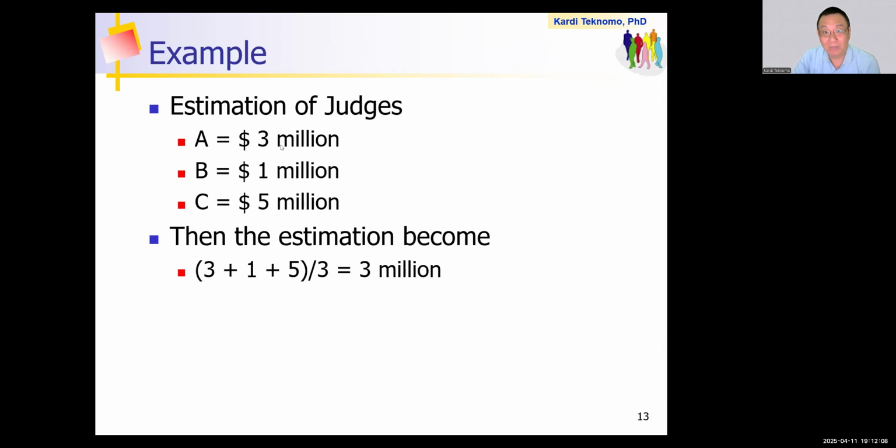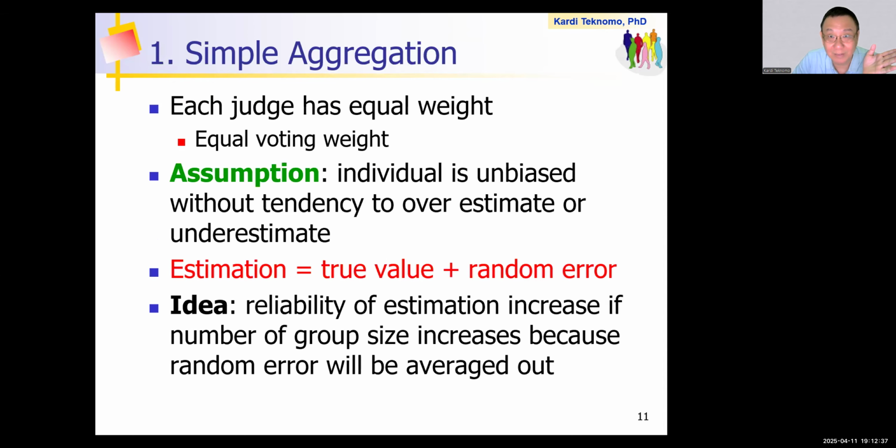Say you have 3 judges, A, B, and C. You want to estimate a certain project. A said 3 million, B said 1 million, and C said 5 million. And then the estimation becomes 1 plus 3 plus 5 divided by 3 judges. So the estimation becomes 3 million. This one is called simple aggregation. You have equal voting weight.